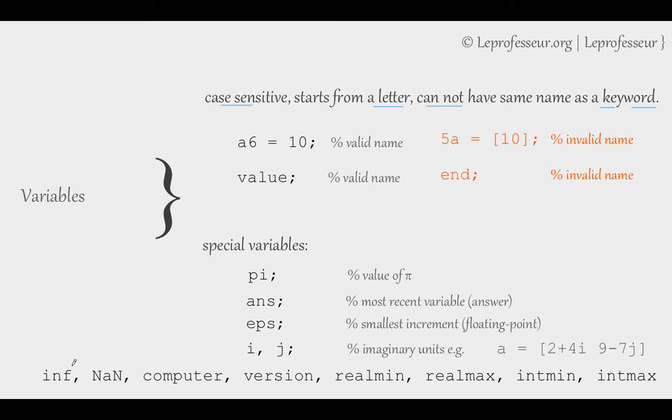And there are other special variables, say inf for infinity, nan for not a number, realmin and realmax, the minimum and maximum real numbers it can represent, and in the same way intmin and intmax, the minimum and maximum integers it can represent, and so on. You can check the MathWorks website for many more special variables.